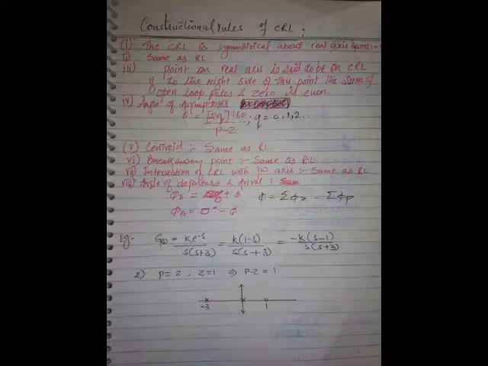Next, rule number 5, centroid, same as before. Rule number 6, breakaway points. Same as RL.